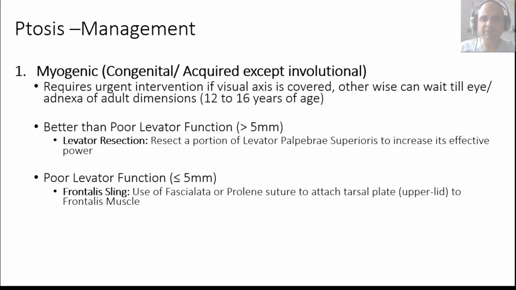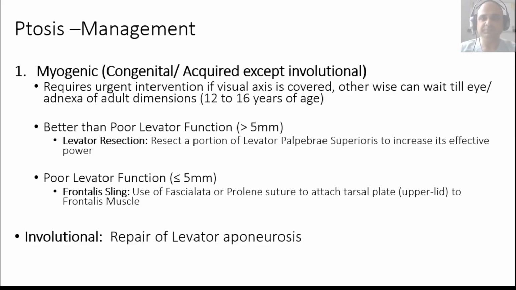If you have poor levator function, doing surgery to the levator muscle usually does not yield satisfactory results. So what we do is we create a physical connection between the frontalis muscle and the lid, so as to increase the advantage of the frontalis muscle in elevating the lid. We have seen patients use the frontalis muscle to raise the lid as a compensatory mechanism.